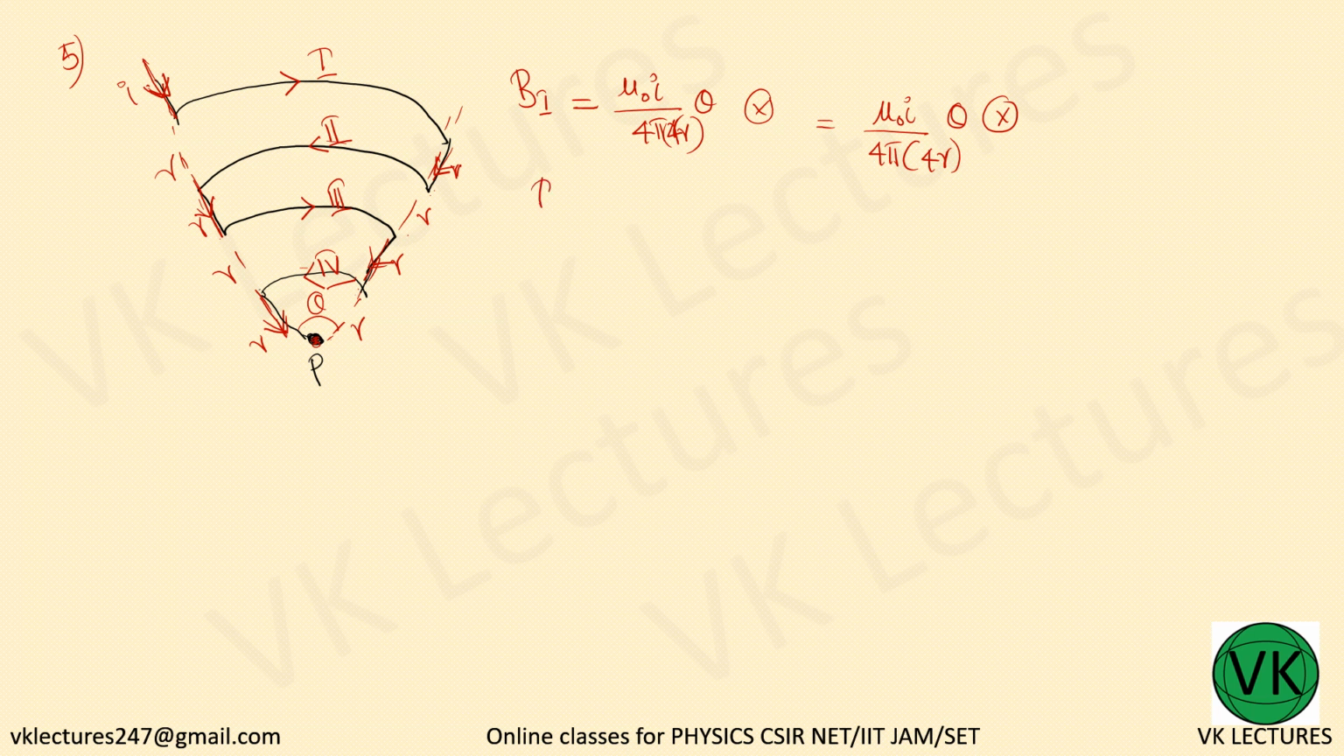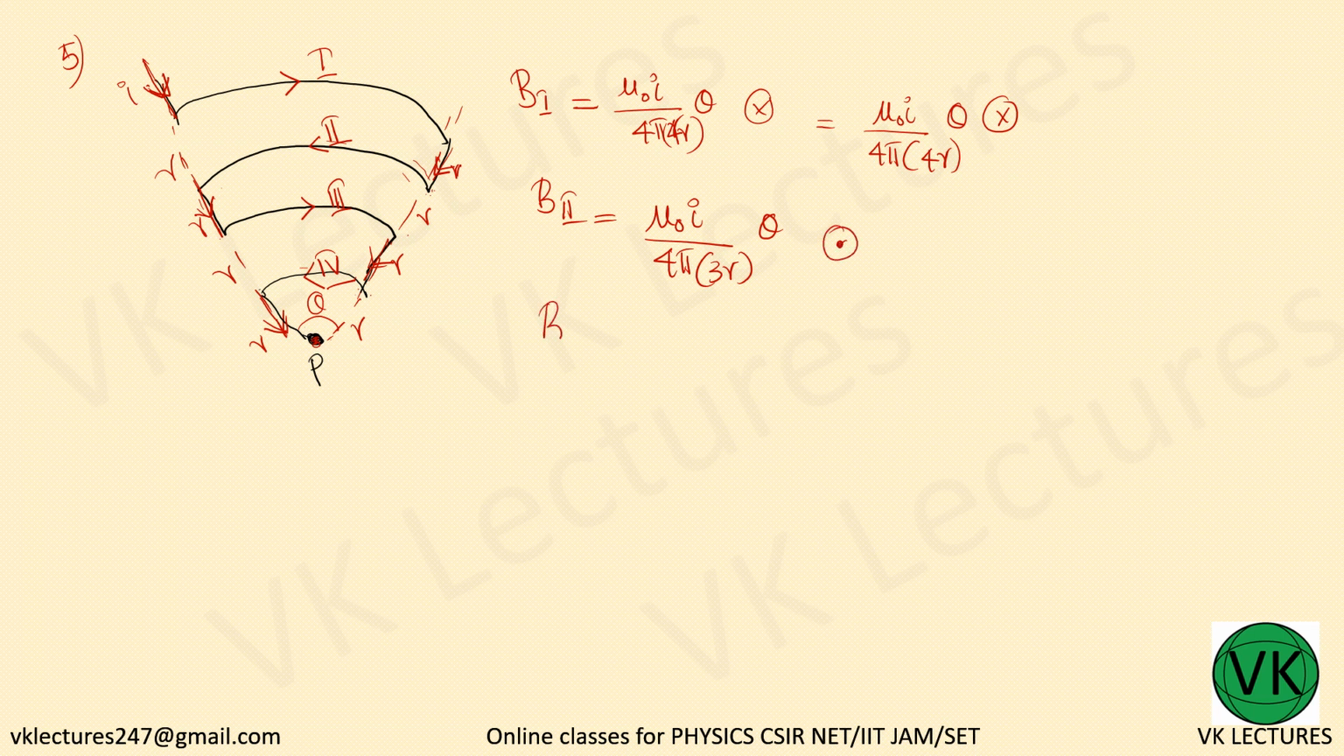Okay, so due to the second portion, it is mu 0 I divided by 4 pi into, it is also making an angle theta. Theta is the same theta. And what is the radius here? R, R, R. So on the second portion we are having 3R into theta. What is the direction of magnetic field? This is in anti-clockwise direction, so out of the plane.